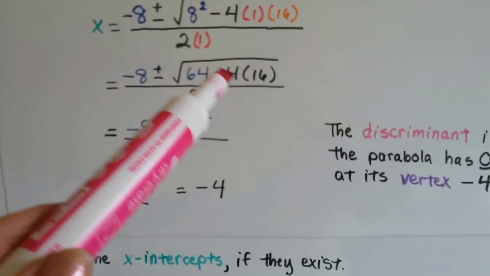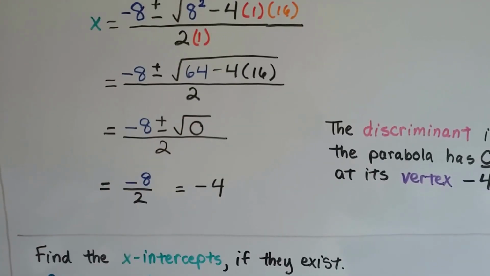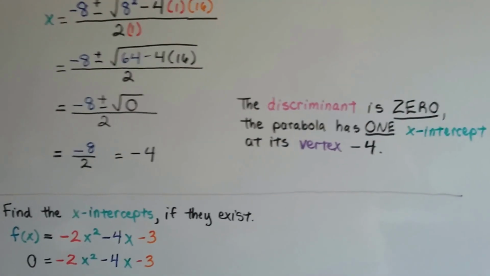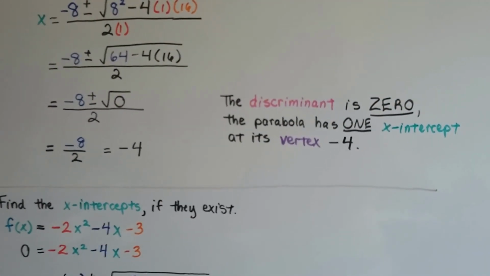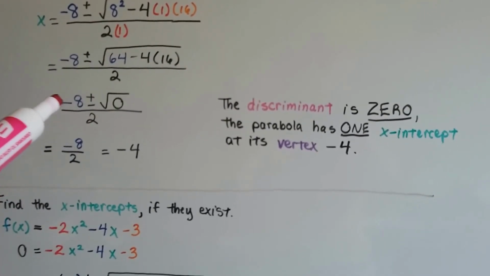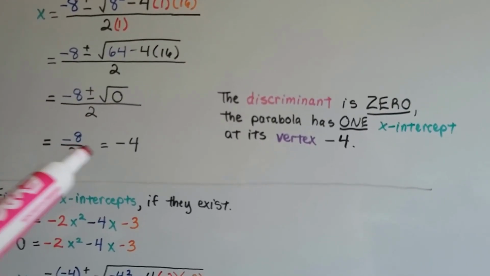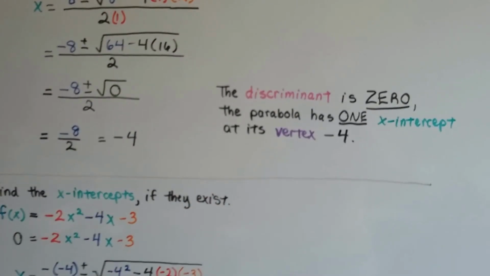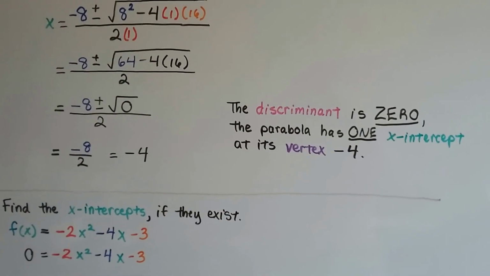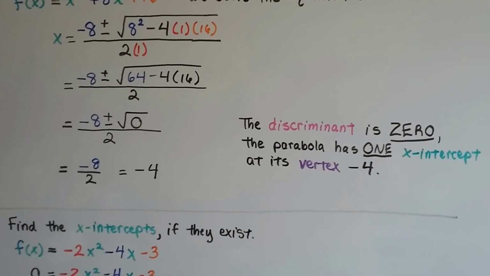So we've got 64 minus 64. Well, that gives us a square root of 0. And the discriminant is 0. The parabola has one x-intercept. When we simplify this, negative 8 divided by 2 is a negative 4. That's its vertex. We've got one x-intercept at negative 4. See? It's just knowing your a, b, and c values.